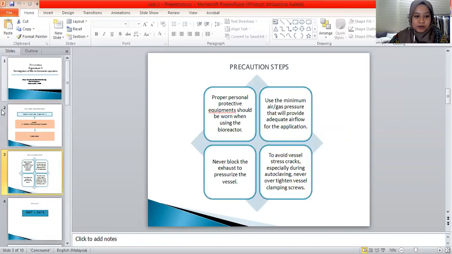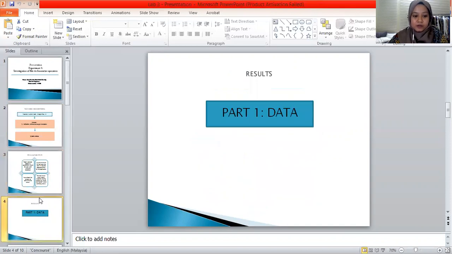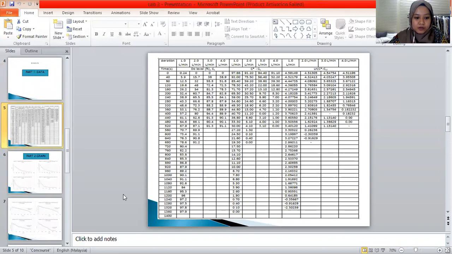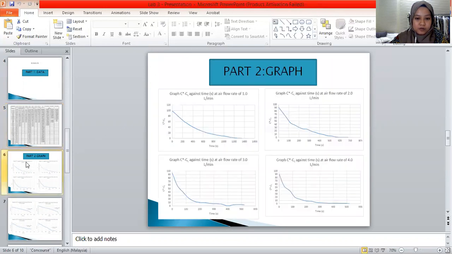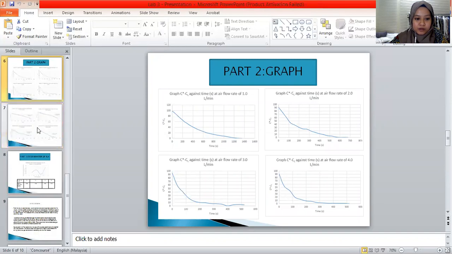So from the experiment we have done, here are the data. From the data, we observed the airflow rates of 1.0 liter per minute, 2.0, 3.0, and 4.0 liters per minute. Then we did the calculation for driving force oxygen concentration, where driving force equals the percentage of DO at 100% saturation minus the percentage of DO at the respective time. Then we calculated ln driving force, ln oxygen concentration. Then from this data, we plotted the graph. So this graph and this graph.